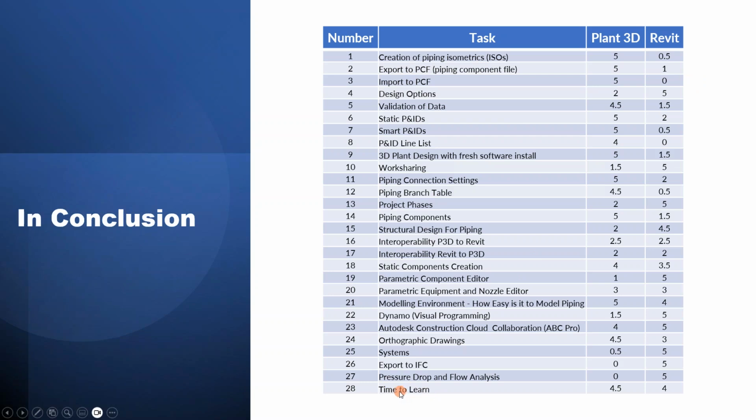We also have another one called time to learn. So we gave Plant 3D a 4.5, and Revit a 4. So Plant 3D is perhaps a little bit easier to learn. But again, very subjective grades, like all of them. I cannot emphasize this enough, that this has been my experience and Javier's experience as well. And you guys probably would have very different grades than what we gave.